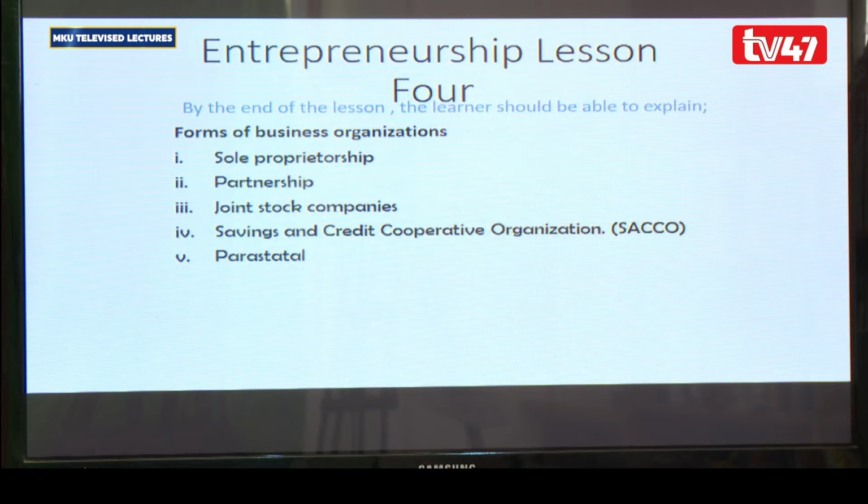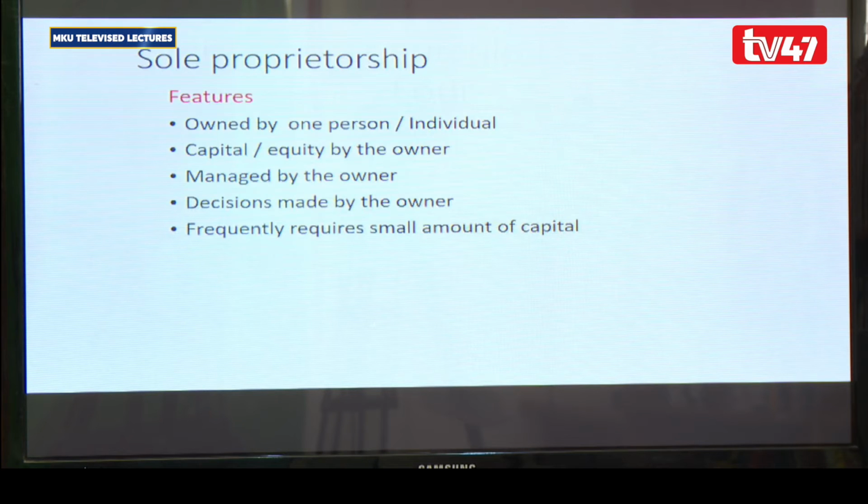Joint stock companies, what we normally call public limited companies. And then what we call the savings and credit cooperative organizations, or SACCO. And finally, I'll look at the parastatals and give you also a few questions as take home. So I start with sole proprietorship.